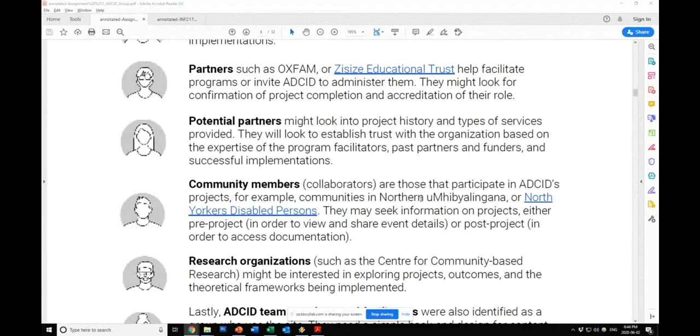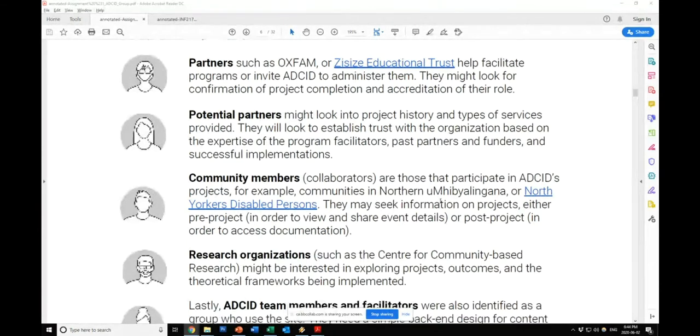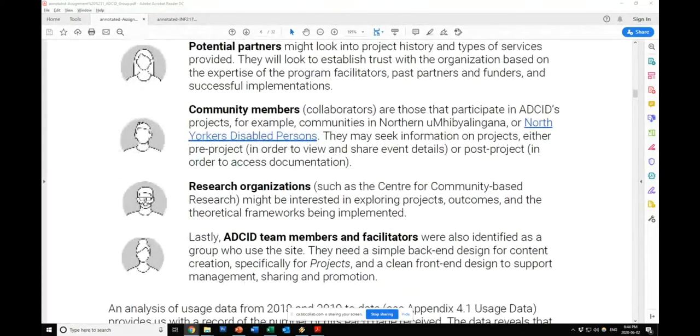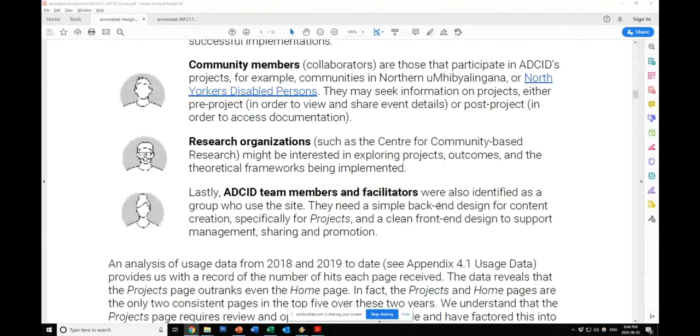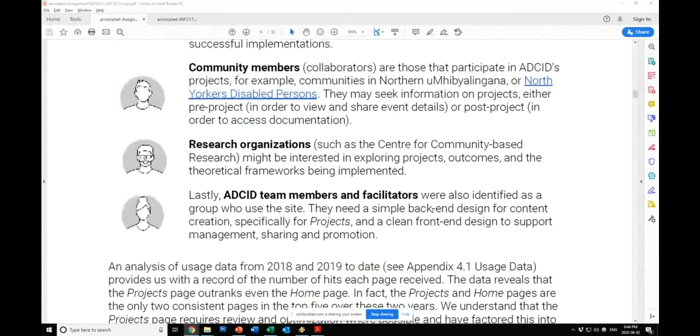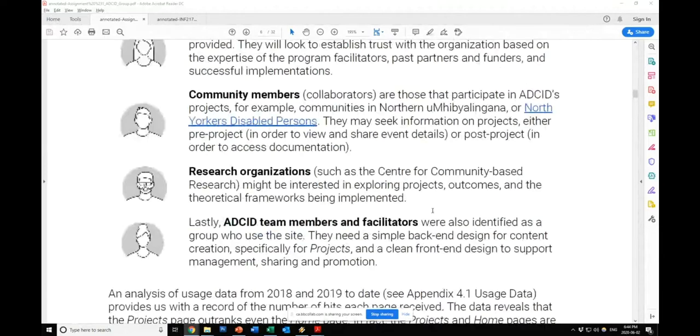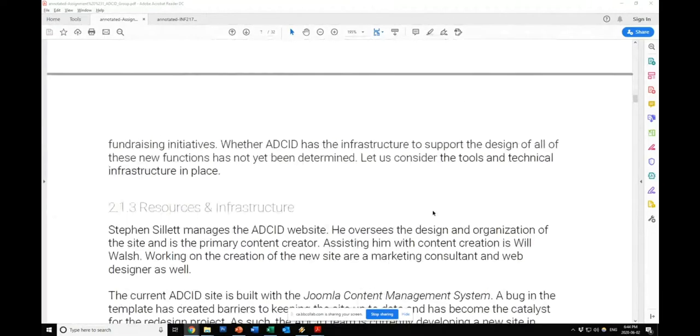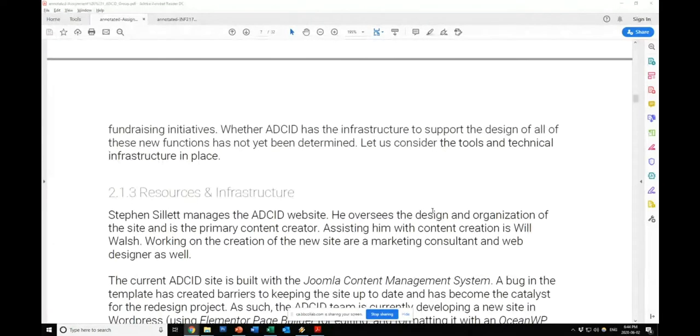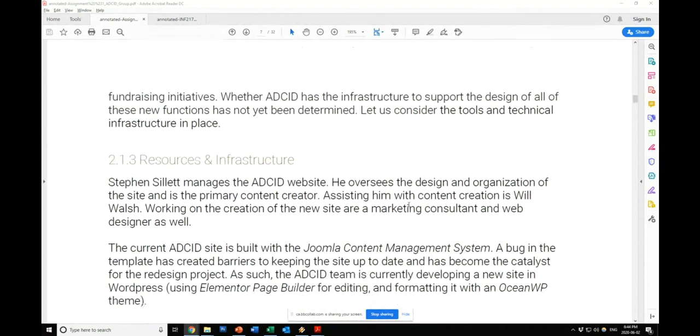Community members or collaborators are those that participate in ADCID's projects. Research organizations might be interested in exploring projects, outcomes, and theoretical frameworks being implemented. And then ADCID team members and facilitators. So these are all the groups they identified. Having said that, they then focus on essentially two of those core groups. But in this case, they did a really nice job of identifying all the different audience types that could conceivably be coming to the website.